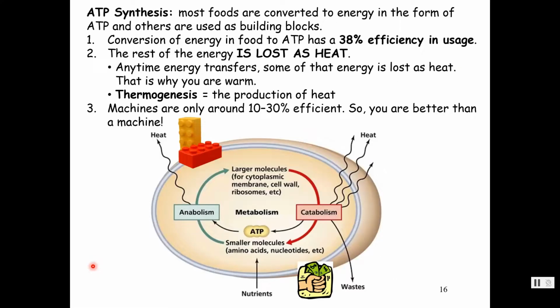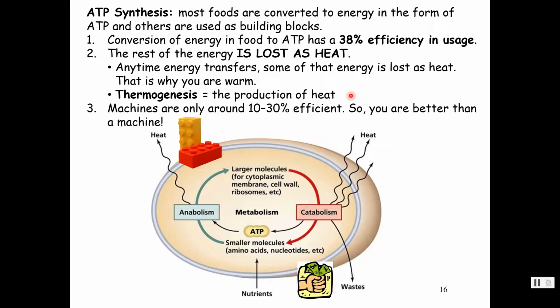Okay, so other things about ATP synthesis. Most foods are converted to energy in the form of ATP, and others are used as building blocks. That conversion of energy in food to ATP is about 38% efficient, because every time you change states or have a chemical reaction, you're always going to lose some due to heat.